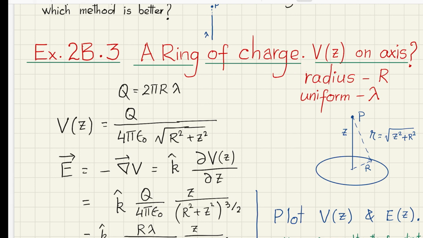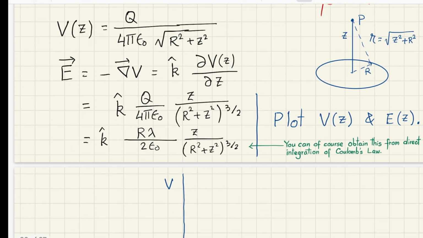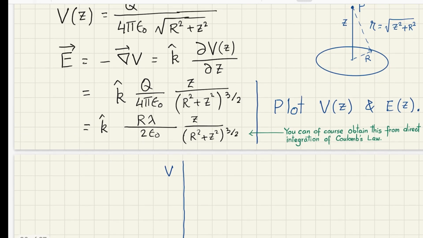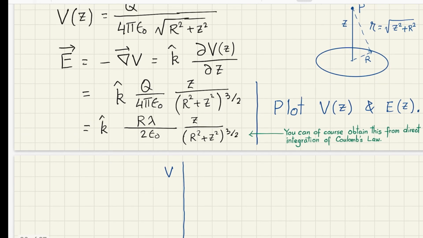Let's plot this V(z) and E(z). So what would be V of z? Let's plot that. So this would be something like that.